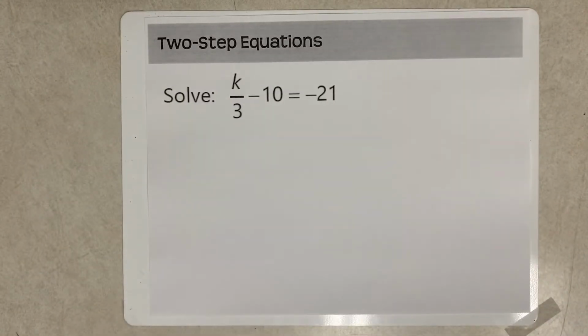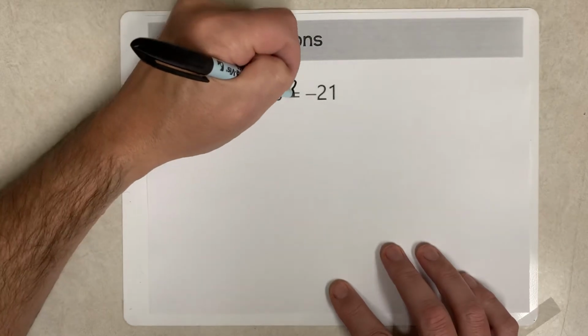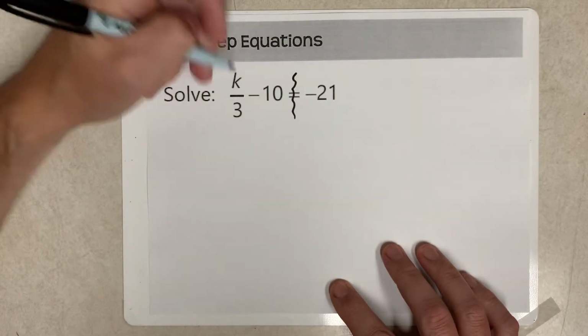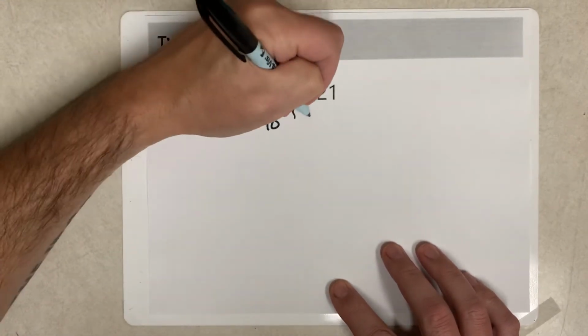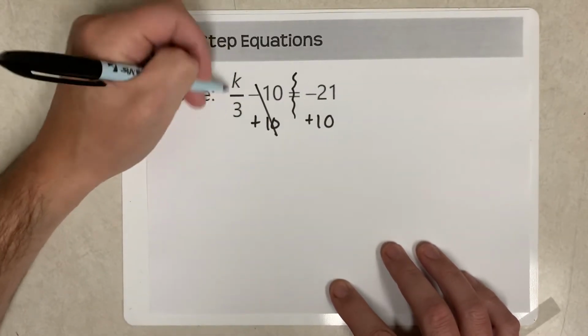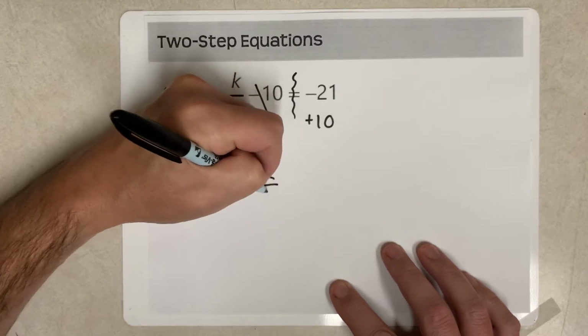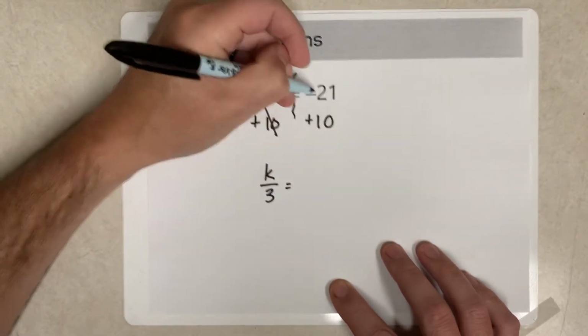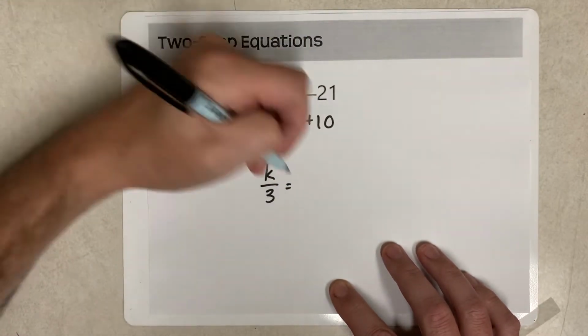All right, this one, again, it has a fraction, so we're going to ignore that for the time being. We're going to add 10 to both sides. Let's get in the habit of doing that. Cancel those guys out. Bring down my k over 3 is equal to negative 21 and 10 make negative 11.